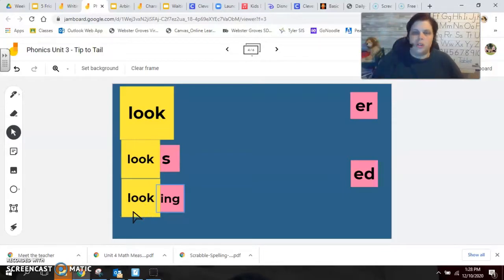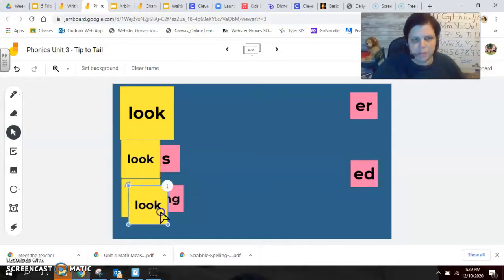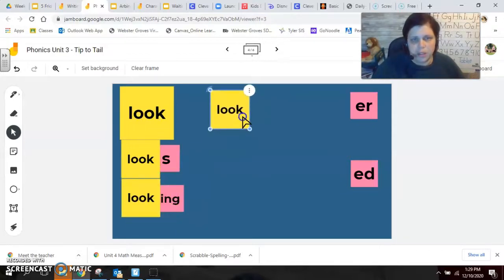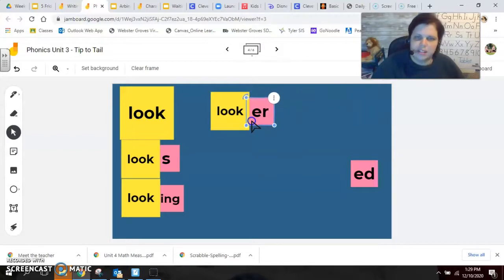All right, here's your next one. I want you to write the word looker. While you write that on your board, I'm going to put it on my board. I'm running out of room. Look. And I'm going to add this ending. Is this what you added? Yeah, let's read it from tip to tail. Looker.